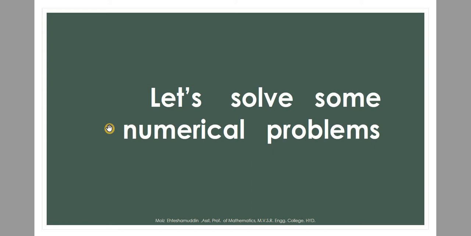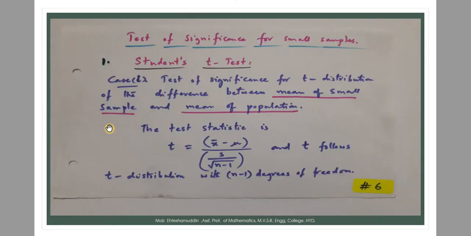Now let's solve some numerical problems. To solve these problems, first you need to have the t values. In the case of checking the significance of the difference between the mean of a small sample and the mean of the population, this is the t value we have to calculate.